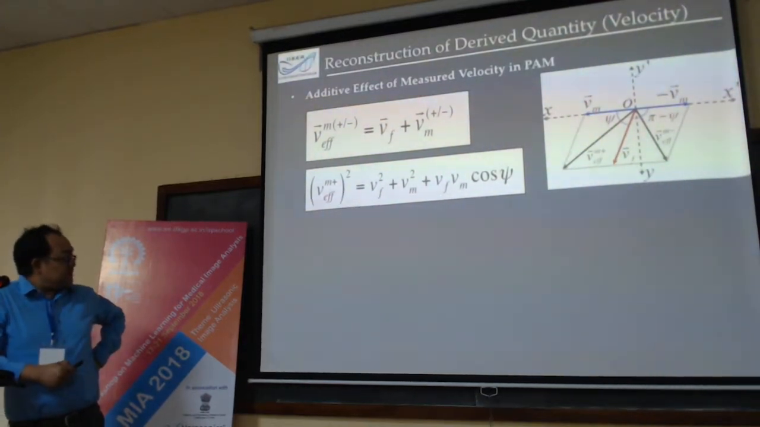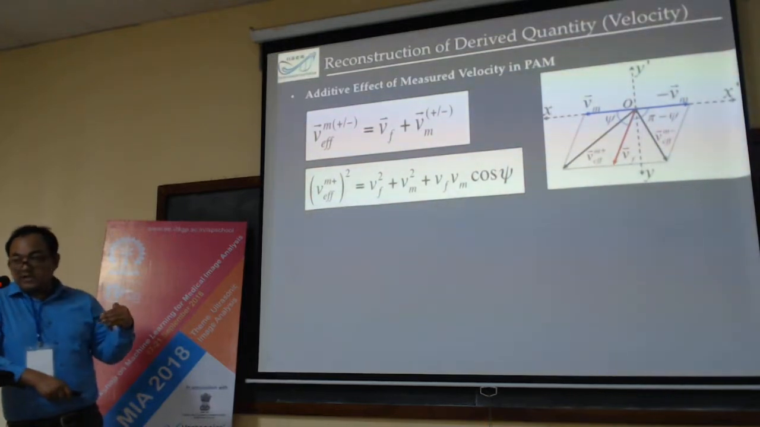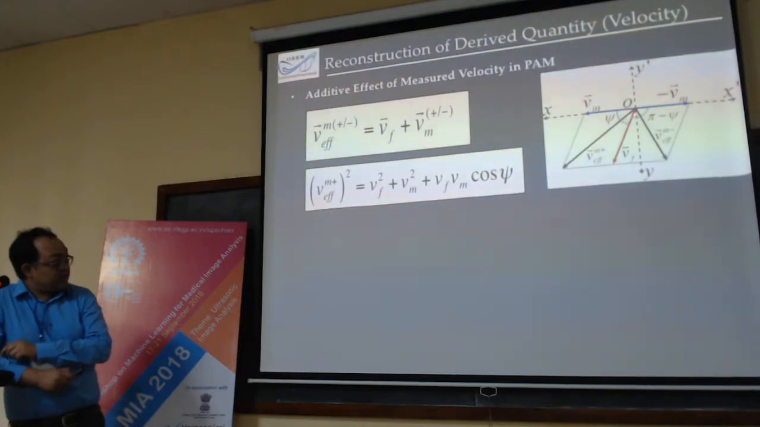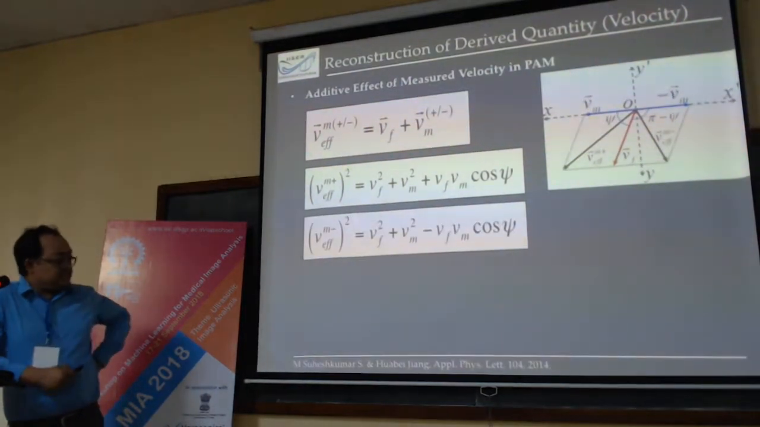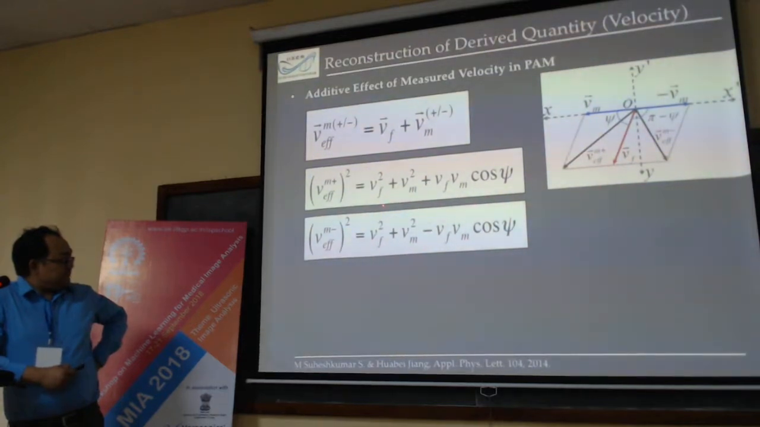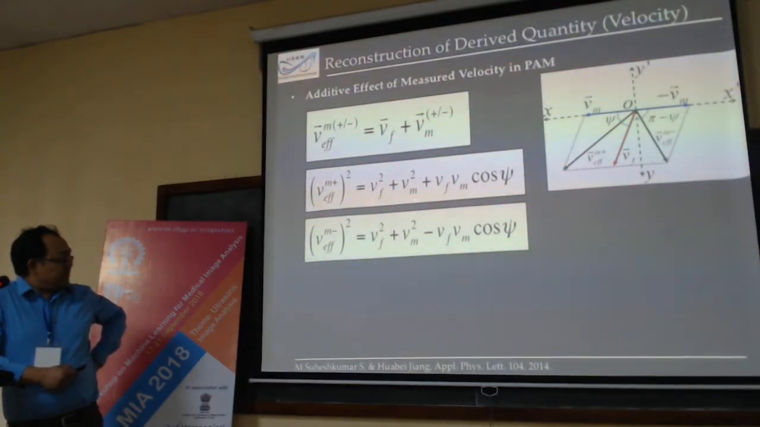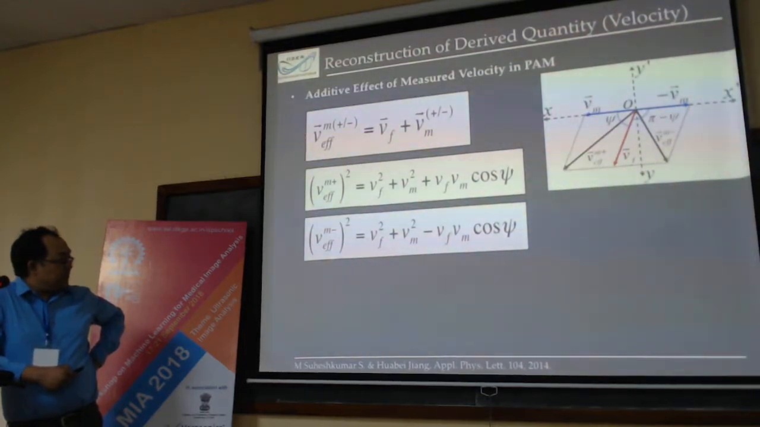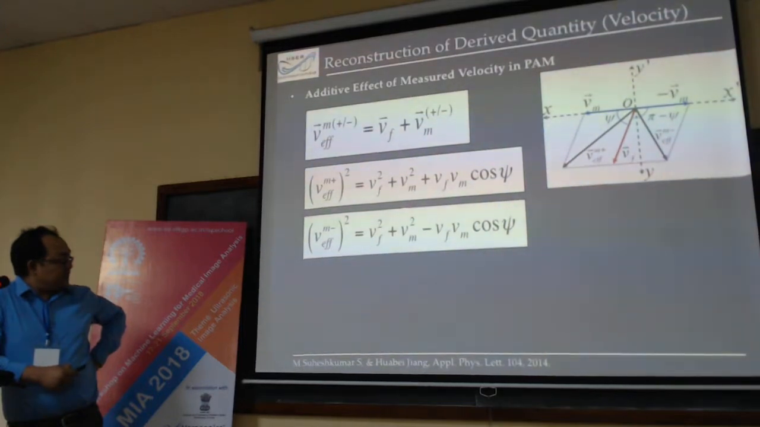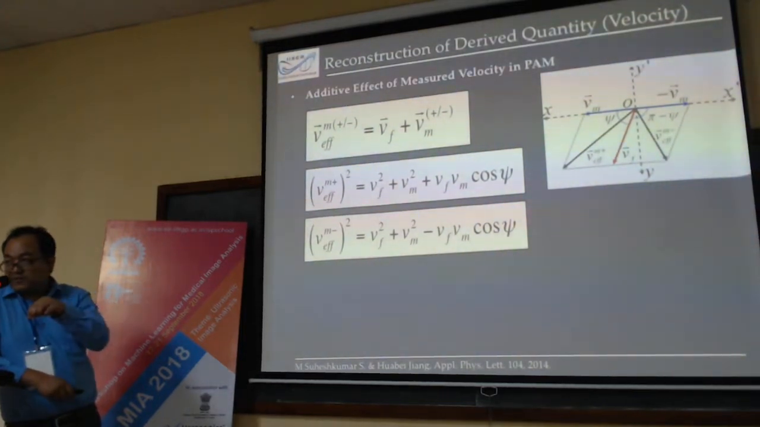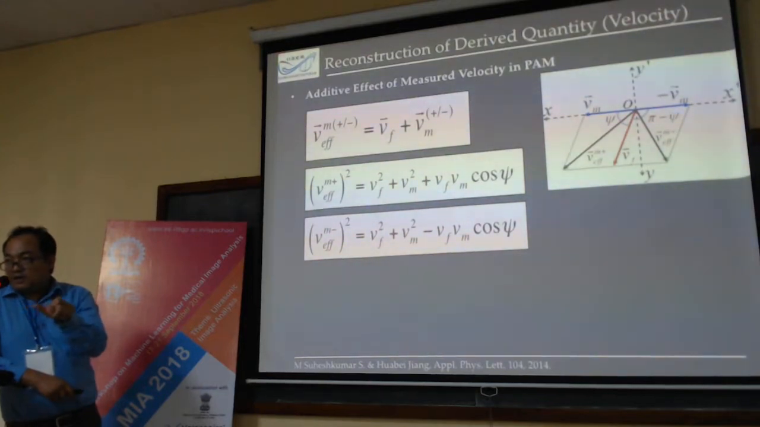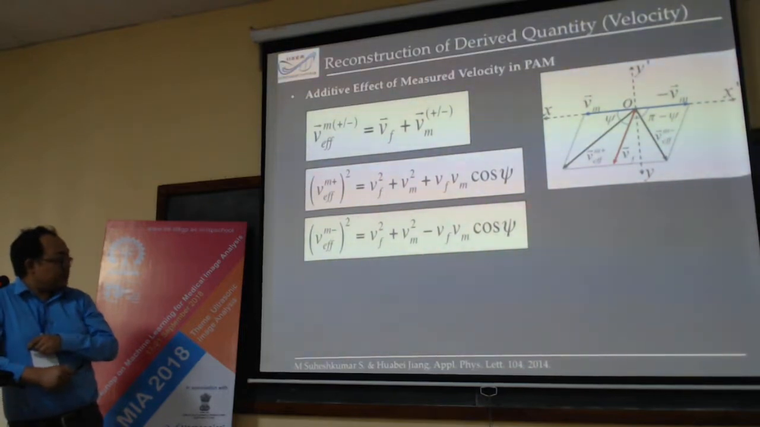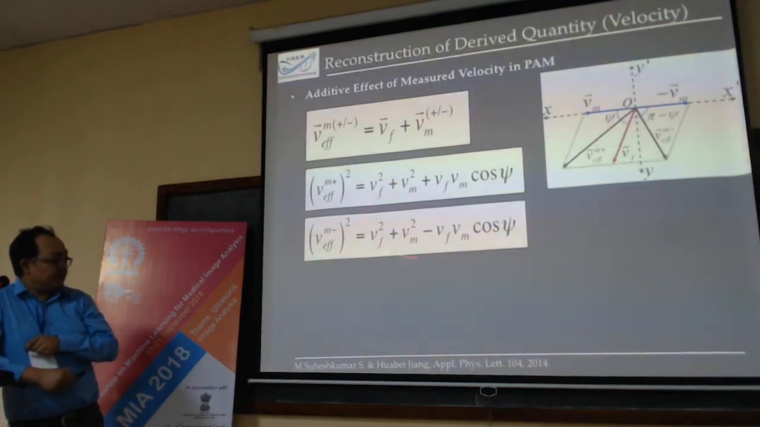Then from the vector sum, it comes to this one. This is the case for motion in one direction. What about if we reverse the direction? So these are the two equations. From these two equations, this one is from the experimental measurement, and these we know from the motion of the transducer, controlled by the stepper motor. By solving these two equations, we can get VF and the side angle.